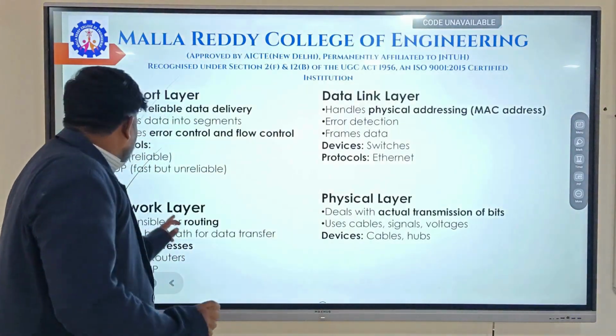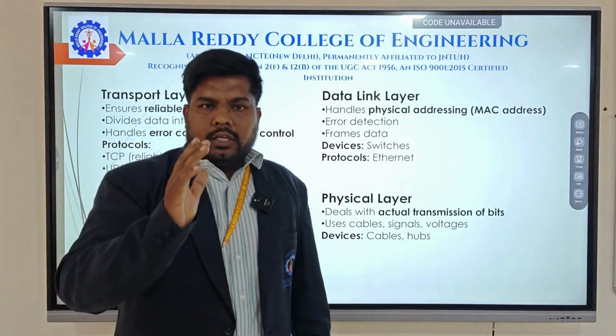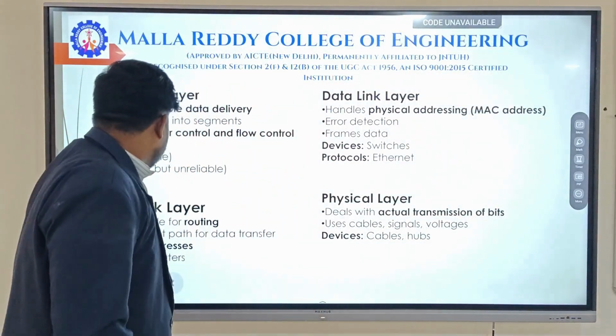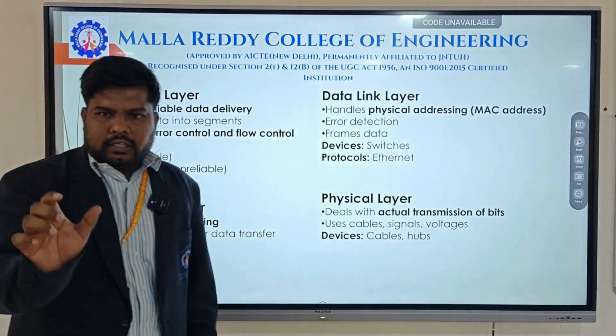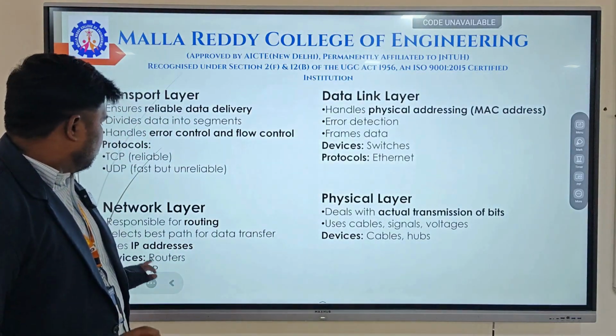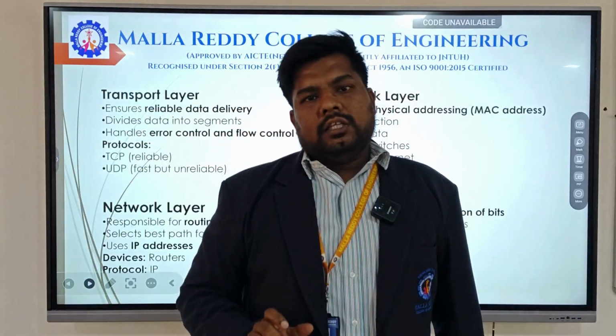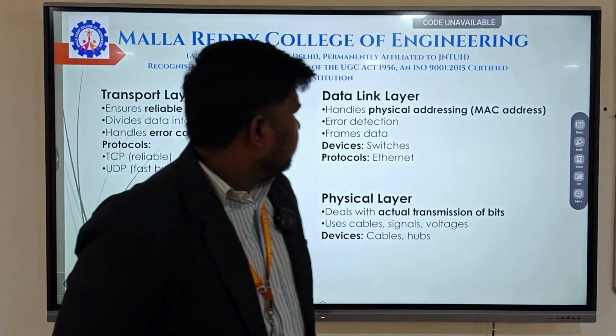Now coming to the network layer, which is responsible for routing. It is IP routing, which selects the best path for the data transfer. There are routing protocols, and in this layer the device routers play an important role, and the IP address identifies the specific system.